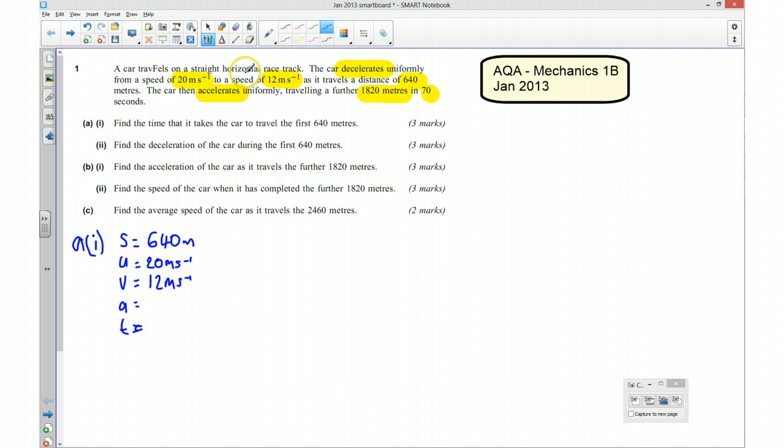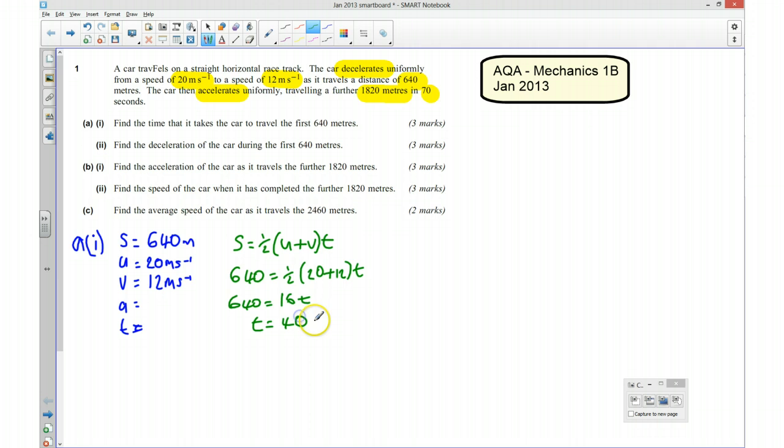The acceleration and the time are yet to be found out. So we need to find the time first of all, so I can write down the equation I'm going to use for this, which is S equals a half of (u plus v) times t. So I can stick in all the information I know: 640 is equal to a half times (20 plus 12) times t, which means that 640 is equal to 16t, which tells us that t is equal to 40 seconds, and I can now fill in this bit here. I'm just going to underline this to show that that's my answer for part A.